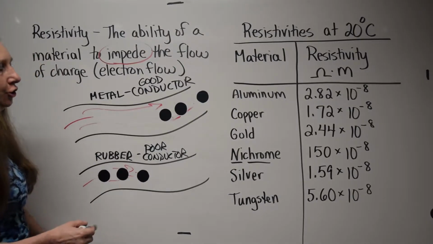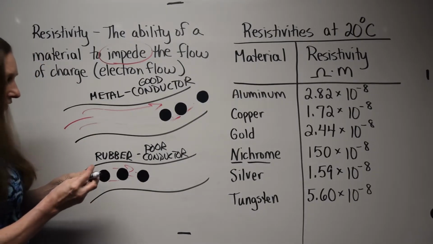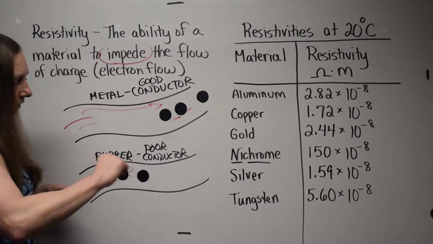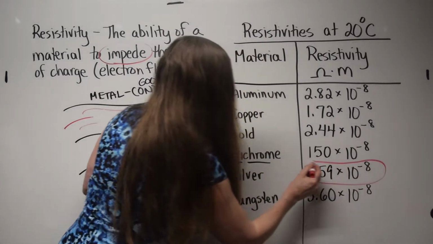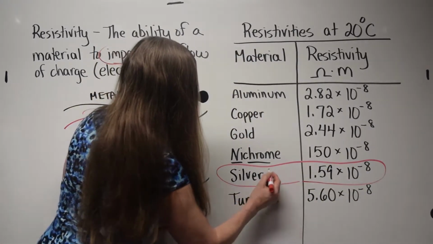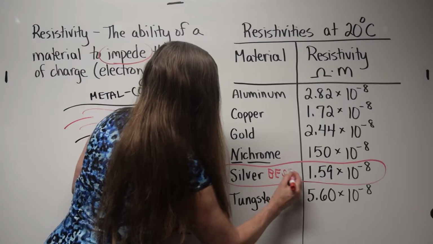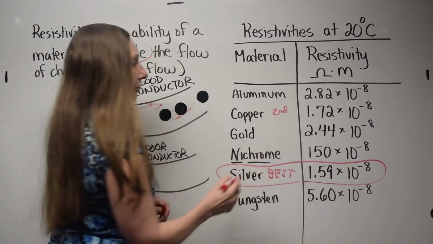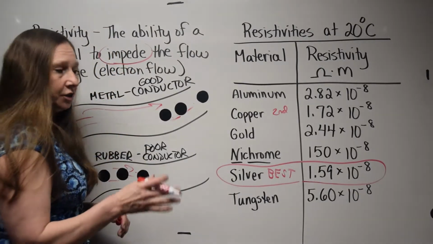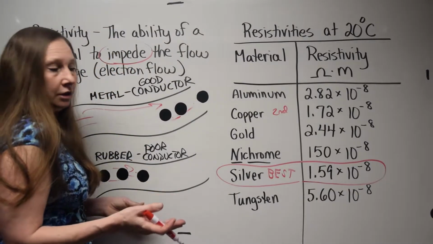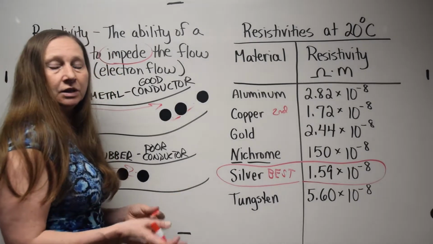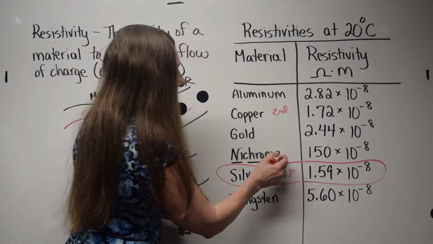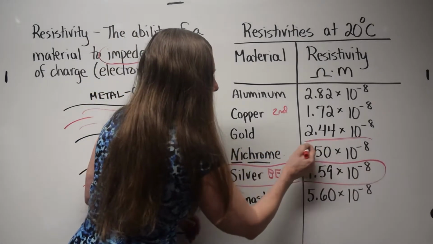So on this chart, the best conductor would be the one with the lowest resistivity. So that would be silver. On this chart, silver would be the best conductor. And you can imagine what the second best conductor, the third best conductor, and the poorest conductor on this chart would be. Although it's still a good conductor relative to things like plastic and wood and rubber, which are not on the chart, the poorest conductor on this chart would be nichrome because it has the greatest resistivity.